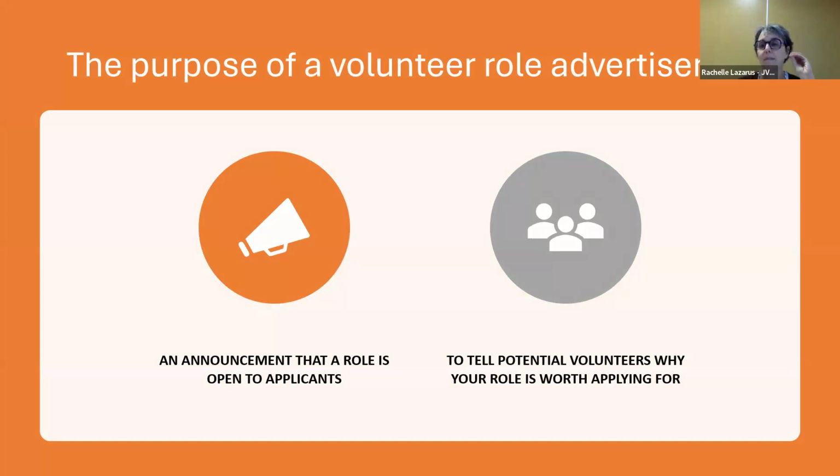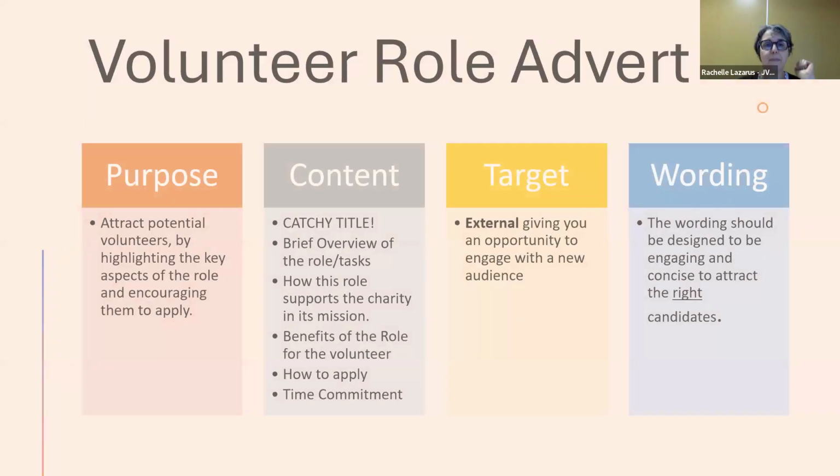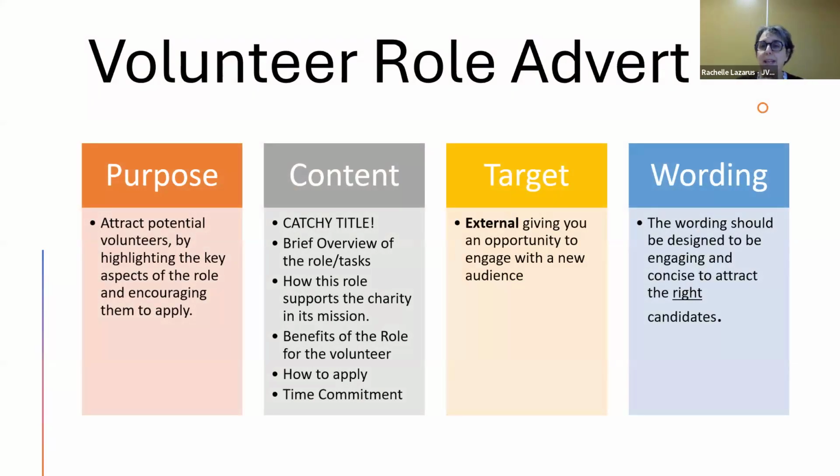I'm going to get that. So what should be in a role advert? The purpose of it is to attract potential volunteers by highlighting the key aspects of the role and encouraging people to. I'm good. Going in a meeting. Okay.